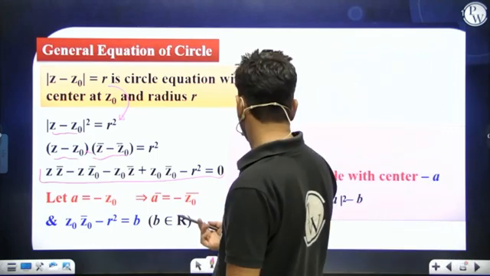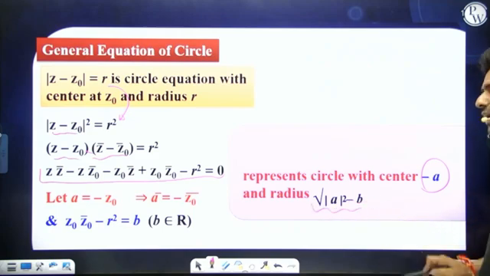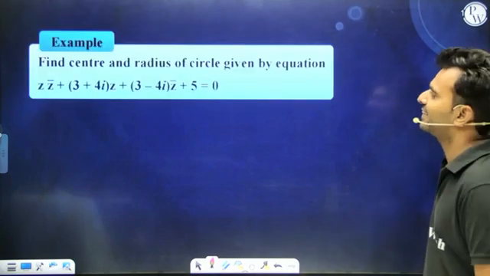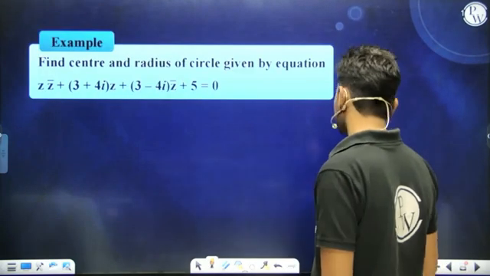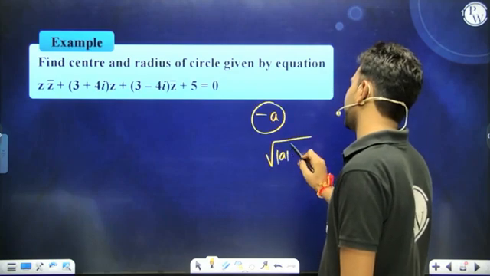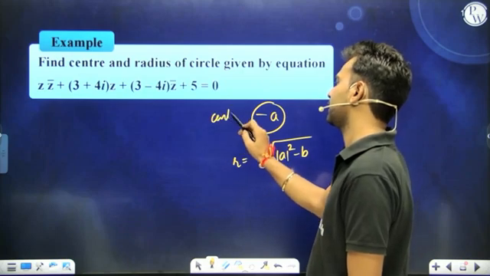You can write the center as minus a and the radius of this circle as under root a square minus b. In problems on the equation of a circle, you find the center, and as I have just told you, minus a is the center and under root of mod a square minus b is nothing but the radius. Now you just need to find out the a.